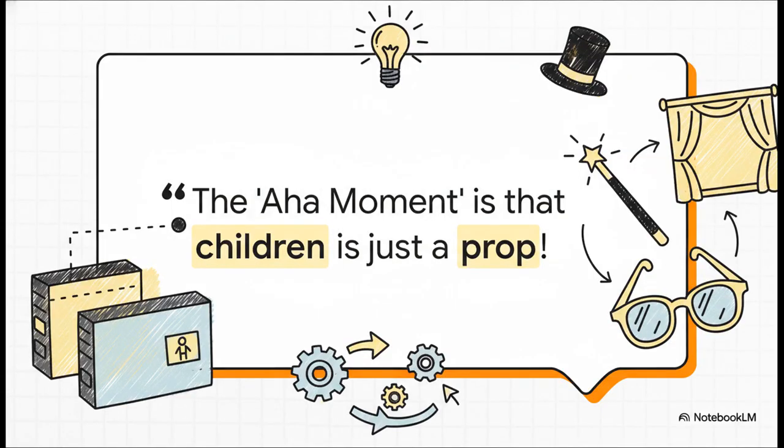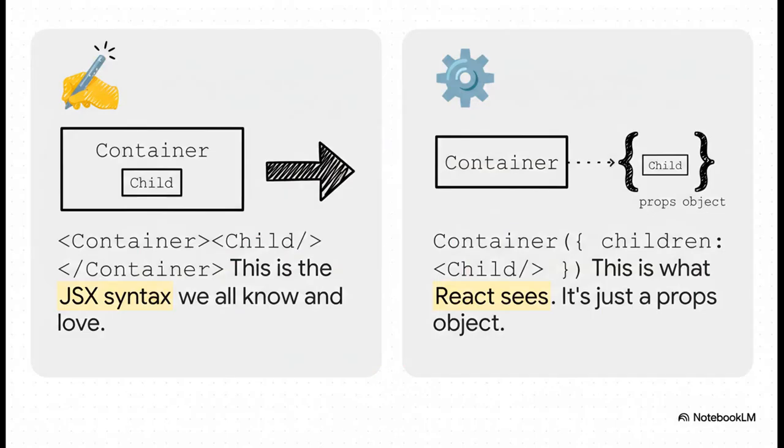This is the single most important aha moment you need for this entire pattern. That children thing that seems to magically appear out of nowhere, it's not magic at all. It's just a prop, exactly like any other prop you'd pass to a component. That's it.